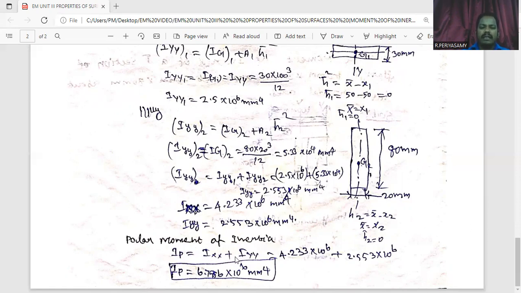Here the Ixx value is 4.233 into 10 to the power 6 plus the Iyy value 2.553 into 10 to the power 6. Finally, the polar moment of inertia equals 6.786 into 10 to the power 6 mm power 4. This is the final output of the given problem. This is the moment of inertia about the x-axis, this is about the y-axis, and this is the polar moment of the given T section.